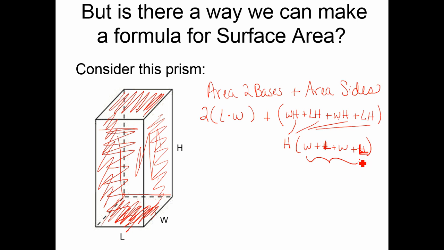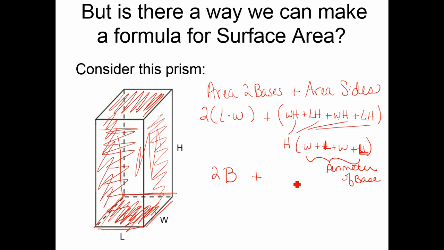So what could I say about W plus L plus W plus L? Well, look at where the W and L are on this figure. They are the perimeter of the base. So another way to think about surface area, guys, would be to consider that you have two areas of the bases you need to find. So maybe we would use a separate symbol for area of the base, like a big capital B, plus, and we know we're going to take H, which is the height of my prism here, times the perimeter. Now, what is it the perimeter of? It's the perimeter of the base.